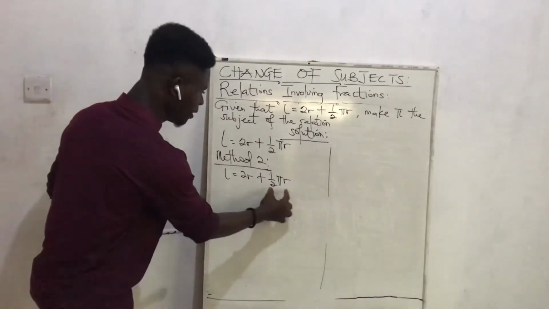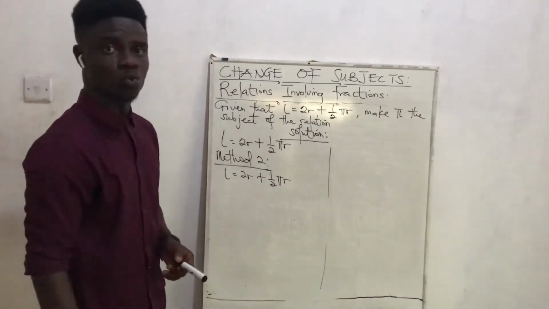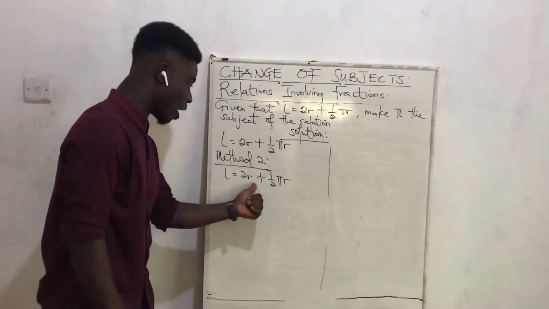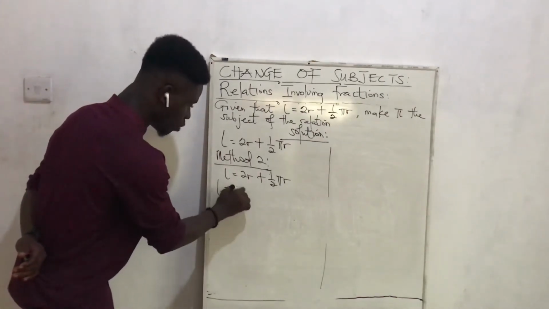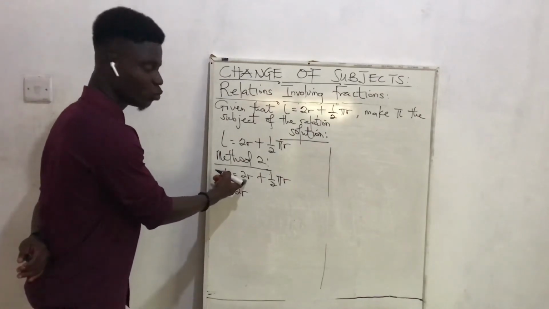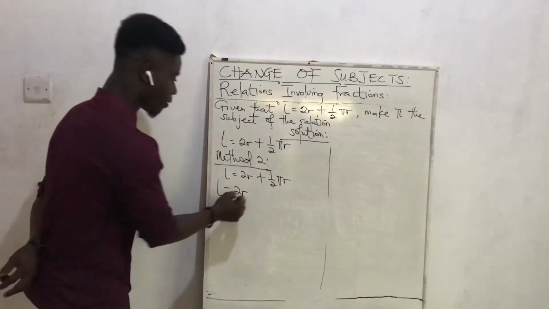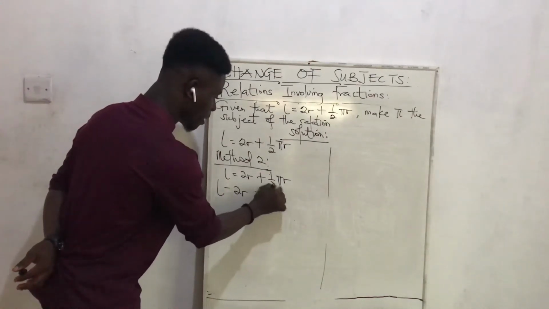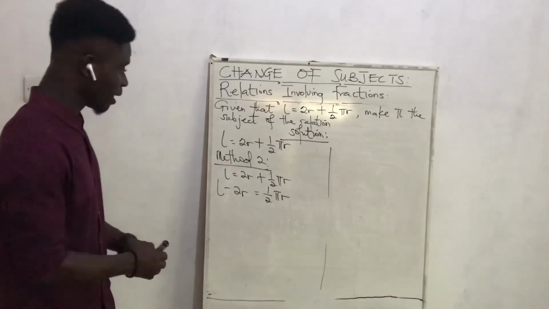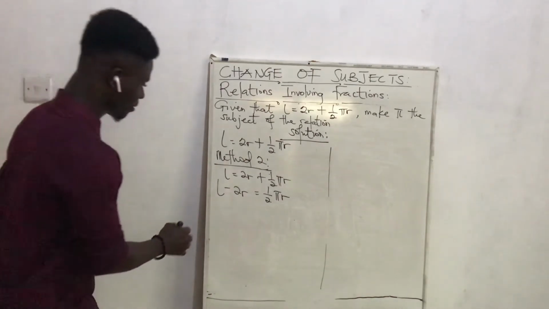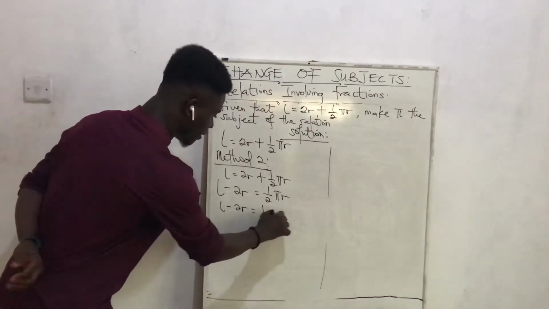So now, since 1 on 2 pi R is adding itself to 2R, we can send this 2R to the left hand side. So I have L minus 2R, because here is positive 2R. When it crosses the equal sign, it becomes negative 2R equals half pi R. Please, you understand that? Alright, so we can proceed as L minus 2R equals 1 on 2 pi R.